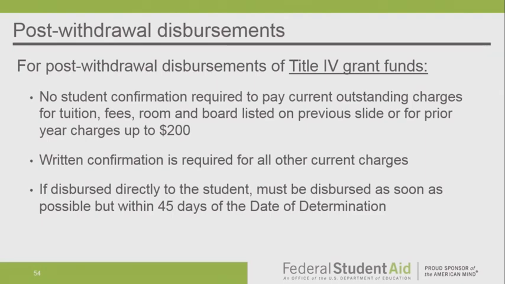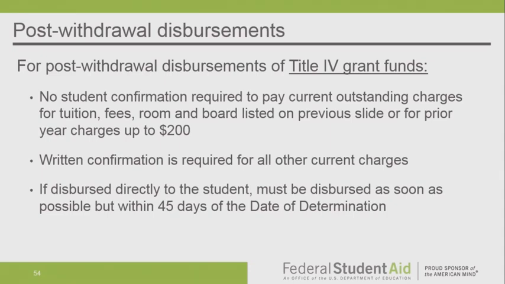Anything else other than tuition, fees, and room and board contracted requires a written confirmation. So if the student owes the bookstore charges or some parking fines or library fines, whatever, you would have to get a written confirmation to use the grant funds from the post-withdrawal disbursement for those.